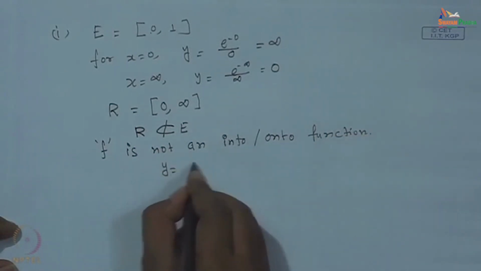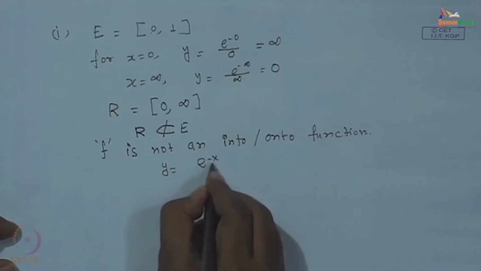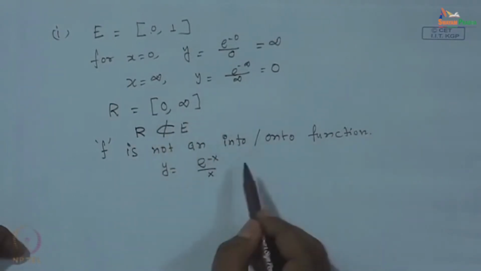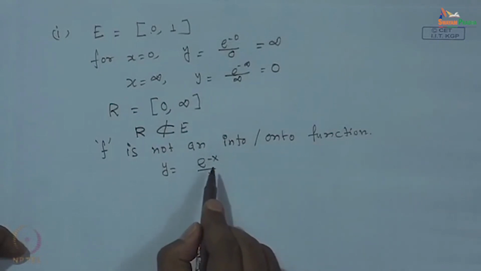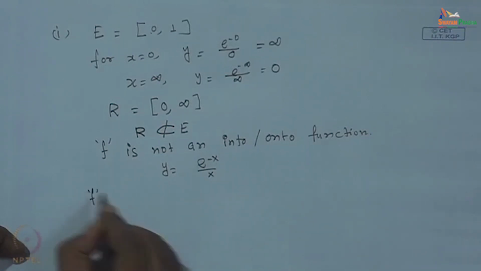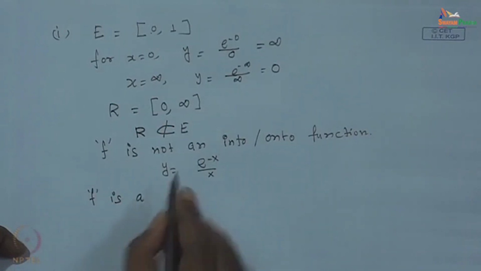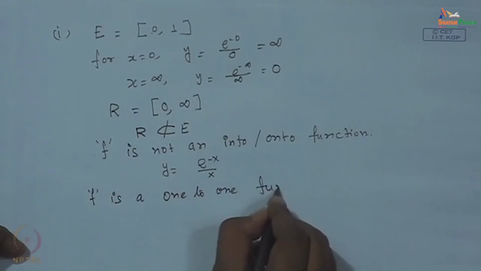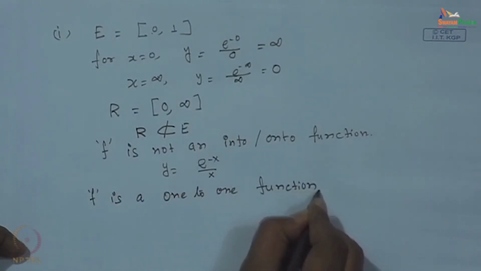but y is equal to e to the power minus x by x. In the domain of x from 0 to infinity, for every value of x, y will have a unique value. Therefore, f is a 1 to 1 function.